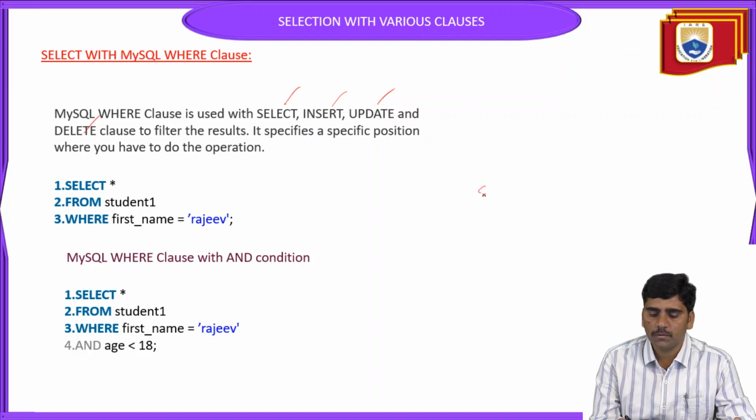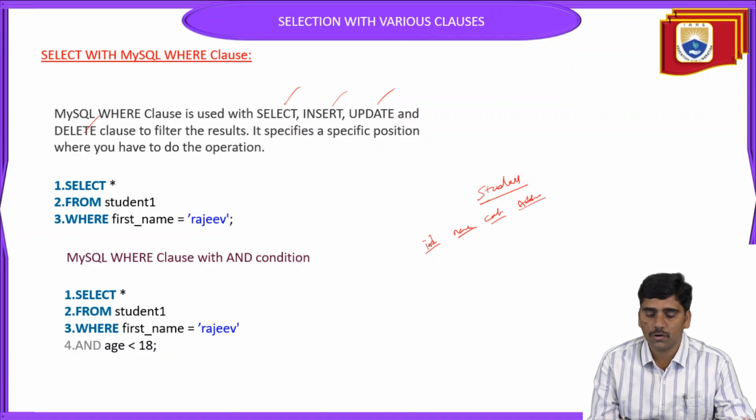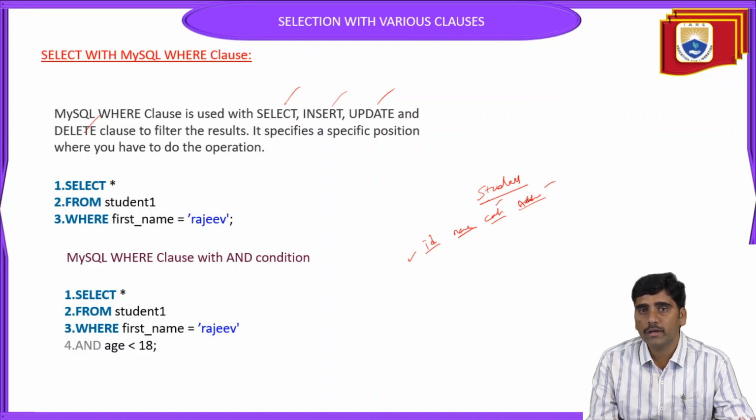Suppose a table called student. In that student table, we can have student name, student ID, student contact and student address. We want to retrieve the values based on ID or based on name or based on contact or based on address. We can retrieve the values based on the filters or the conditions that you apply. The conditions are used to filter the results and display the result. So the main use of all these clauses is to filter the results and display the result.